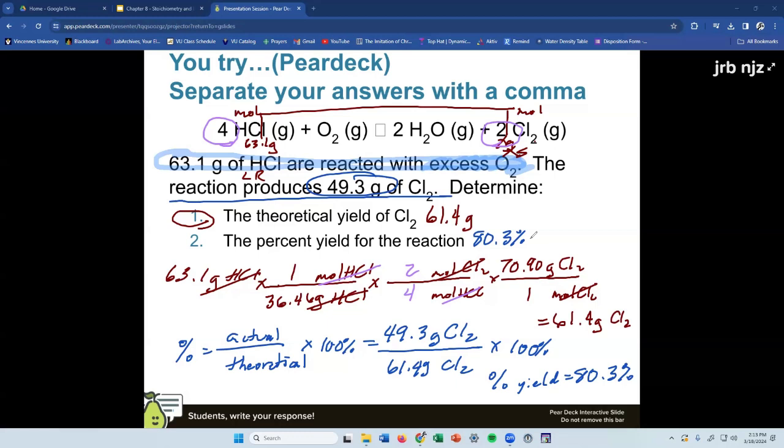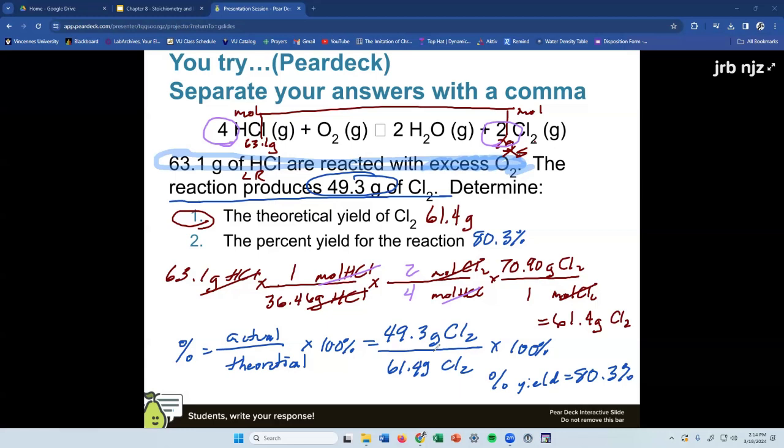The only way that we would have a percent yield above 100% is if we did something wrong, meaning we perhaps took the wrong value and calculated with it. So if, for example, you used this 63.1 grams of HCl as your actual yield instead of the 49.3 grams of chlorine, that would be a mistake. That would be something that you would do, and it would be incorrect.